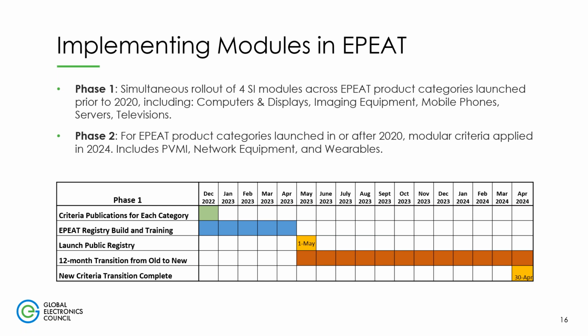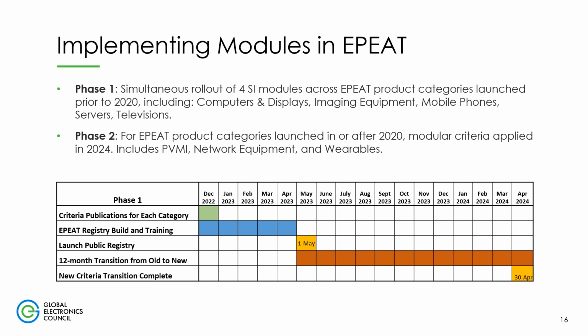allowing a 12-month transition, as I mentioned before, from the old criteria to the new criteria. And similarly to the past, there would be a registry for old criteria and then a registry for conforming to the new criteria. And then by April 30, 2024, the transition to the new criteria for all phase 1 products would be complete, and the old registry would go away. And moving forward, May 1, 2024 and beyond, it'll just be the new revised criteria for each product category in phase 1.